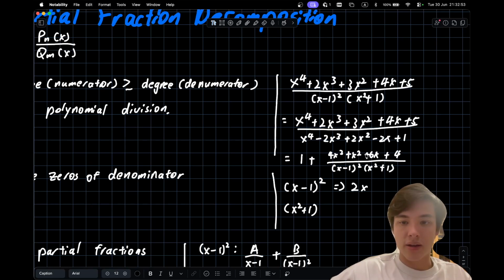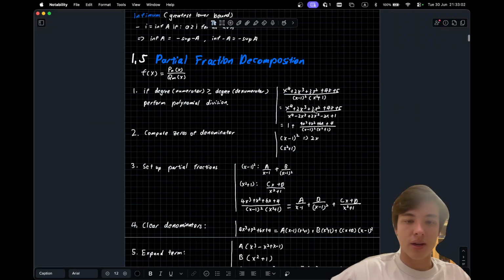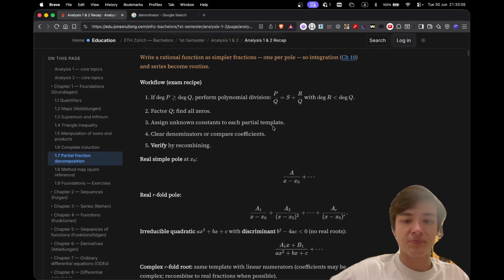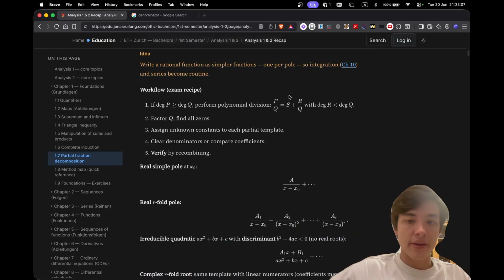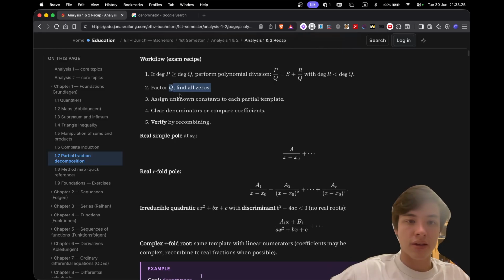I just expanded. And then, I guess I divided it once, maybe, but I didn't put the steps here. Yeah, and then we get a polynomial and one quotient where the degree in the numerator is smaller than the denominator. And then we want to factor q and find all the zeros for it.